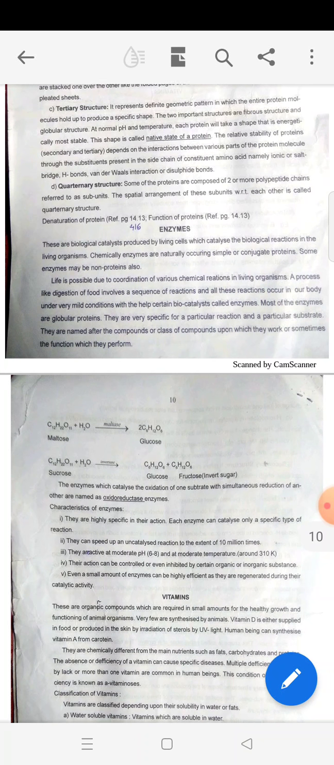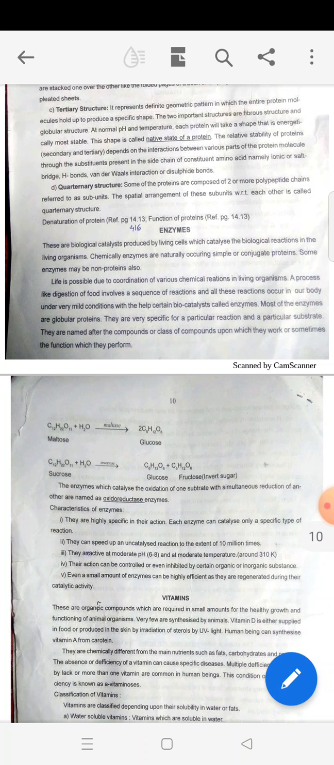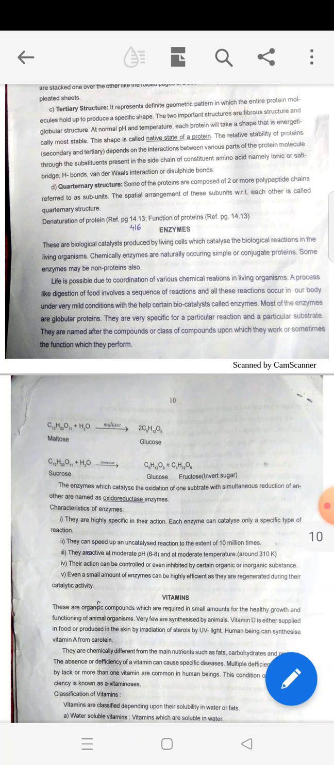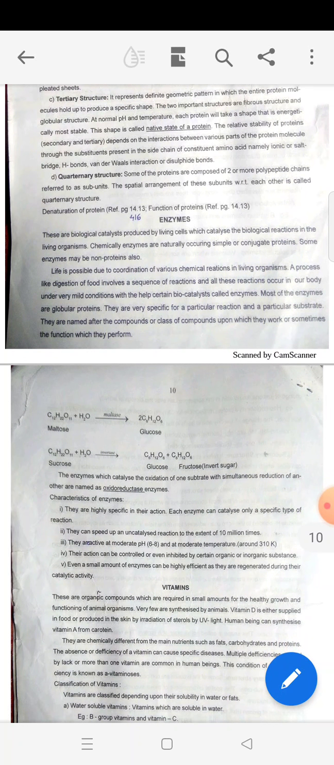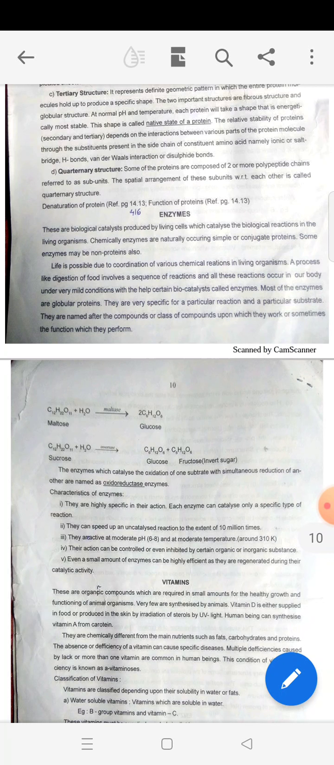Now you can understand life is a process of coordination of various chemical reactions in living organisms. Our human body is a wonderful machine. The moment you start eating, your mouth starts its job, the teeth start chewing the food, then the tongue helps you in moving the food from one point to the other, and the salivary amylase, the enzyme, is immediately secreted to start the digestion process. If any of these stop functioning, then there will be miscoordination. A process like digestion of food involves a sequence of reactions, and all these reactions occur in our body under very mild conditions with the help of certain biocatalysts called enzymes.